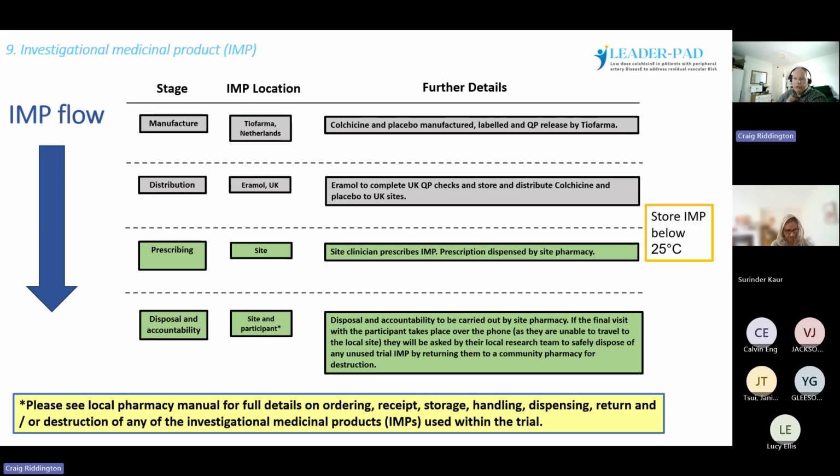The label for the trial IMP says store below 25 degrees C. The temperature monitoring of IMP storage at site should be carried out using existing local systems, with any temperature excursions greater than 25 degrees reported to the Bristol Trial Centre immediately. In the event of a temperature breach, the study drug should be placed in quarantine while awaiting further instruction from ourselves.